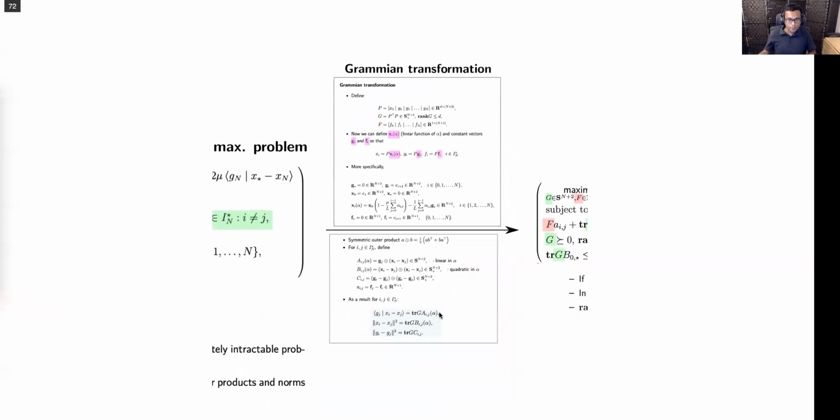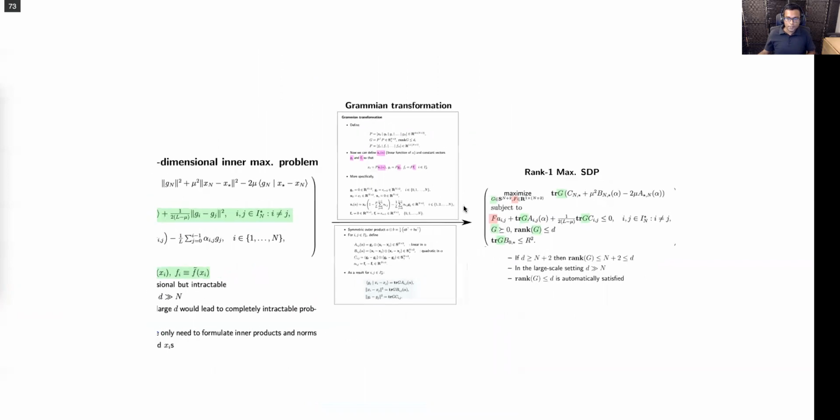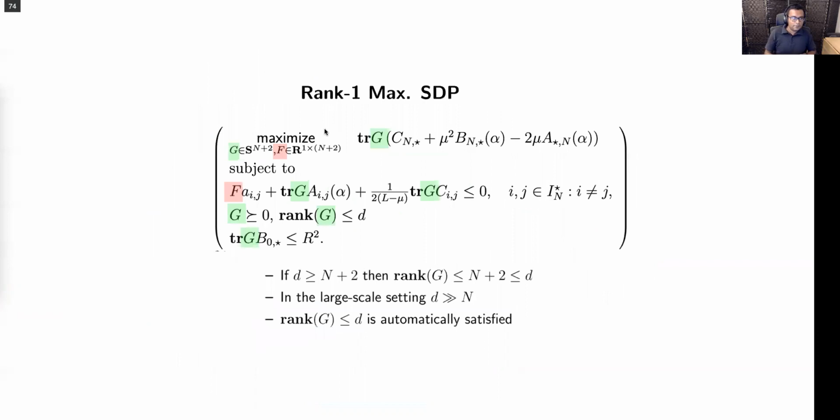Okay. So once we have done this, we have this intractable finite dimensional inner maximization problem. We apply this Gramian transformation, and then we have another optimization problem, which is equivalent because we did not lose anything during this transformation. We have a method of going back to our previous problem. In this setup, we have the decision variables G and F, and for a known alpha, it's an SDP.